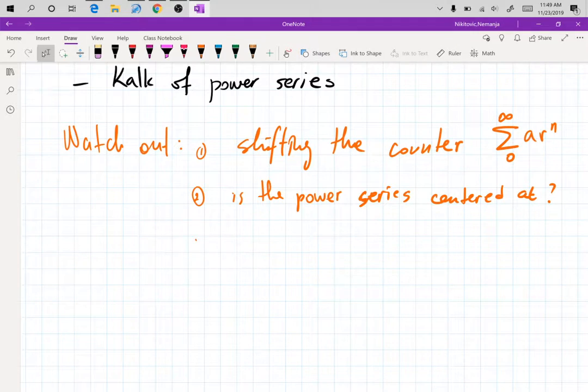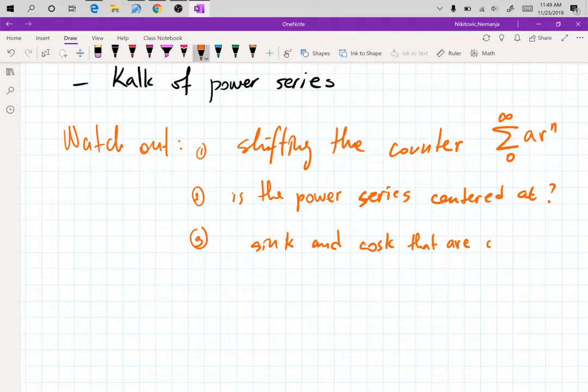Sine k and cosine k that are added to a_k can be ignored. So if you remember, we had that n plus sine n. n is going to take values 0, 1, 2, 3, 4, 5, 6, 7, 8, 9, 10, and then sine n is just always going to be between -1 and +1. It does not contribute to convergence or divergence. You can just delete it.